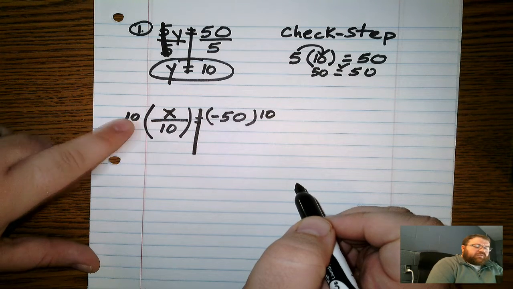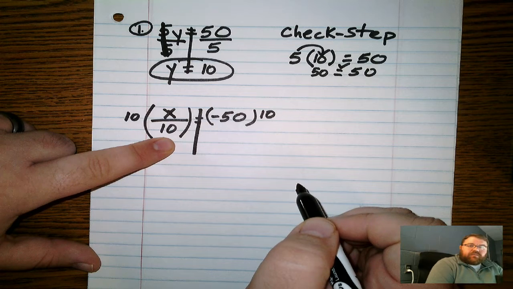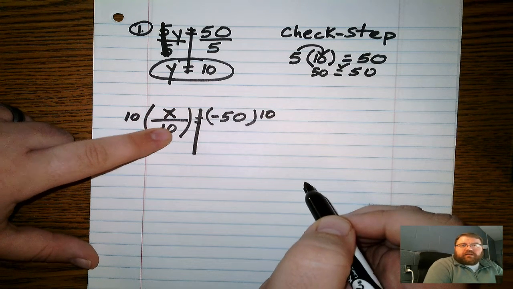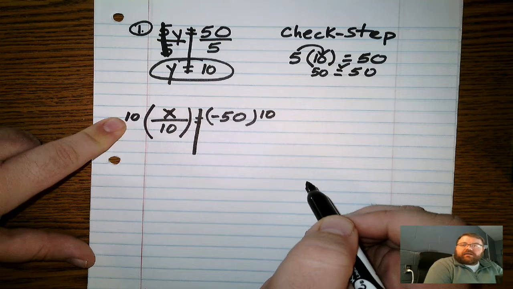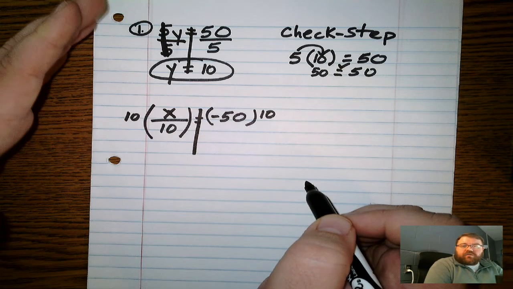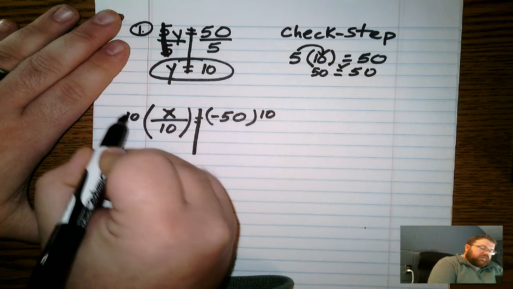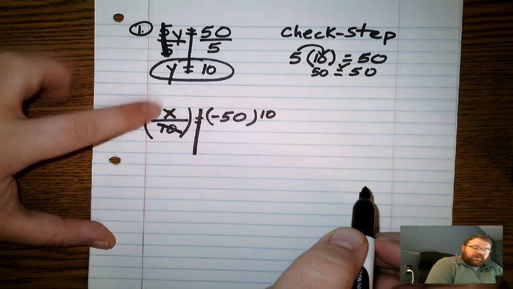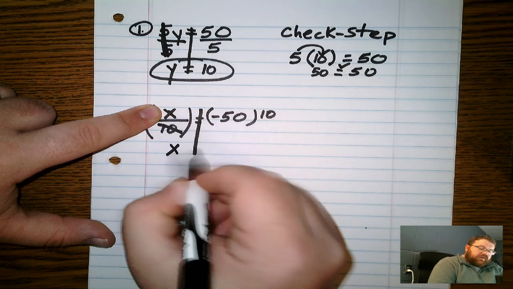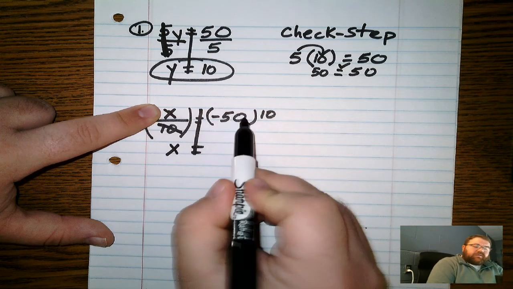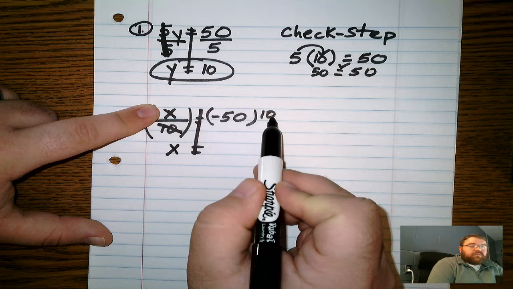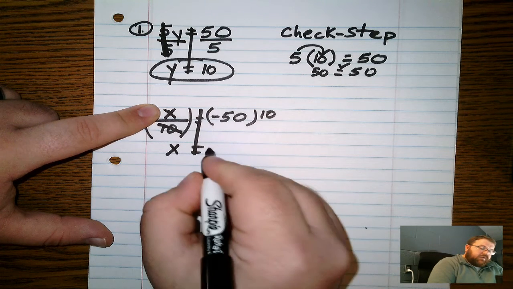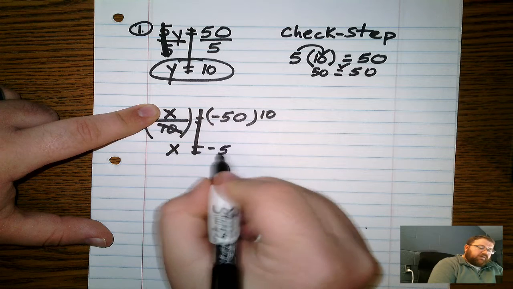These cancel. And the reason that they cancel is because if I divide something by 10 and then turn around and multiply it by 10, I'm going to be right back where I started. So I would say that this 10 and this 10 cancel one another, and I am left with x is equal to negative 50 times 10. Remember your integer rules. Different sign, so it's negative 500.